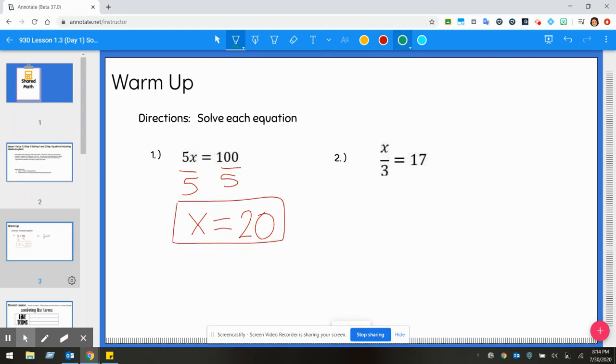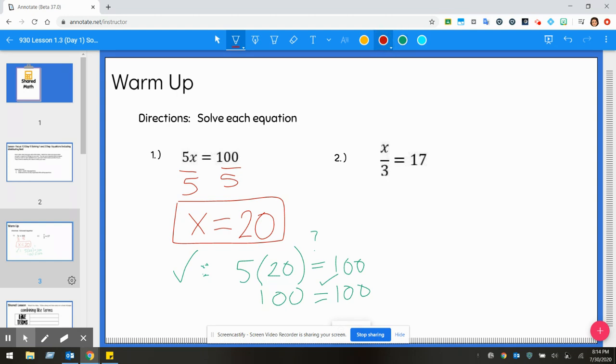Always remember that you can check your answer or your solution to see if you did it correctly. So 5 times 20, does that equal 100? 5 times 20 is 100. 100 equals 100, and I know that solution is correct.